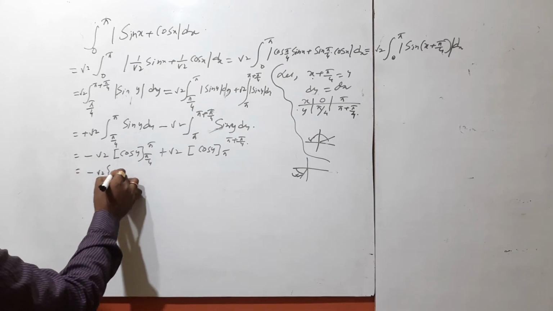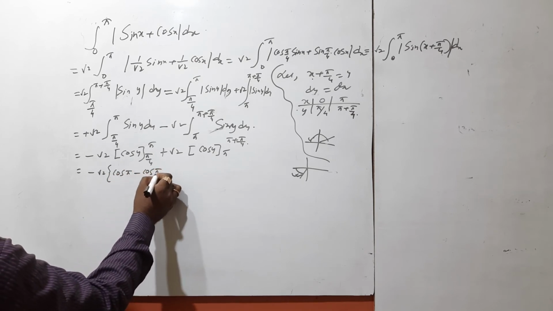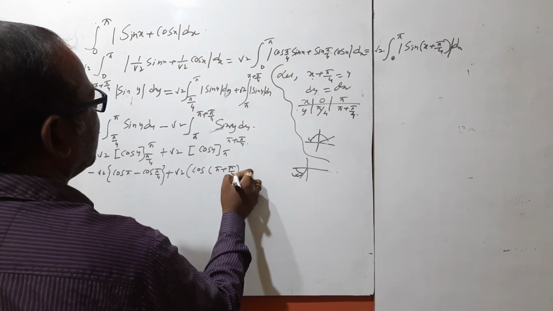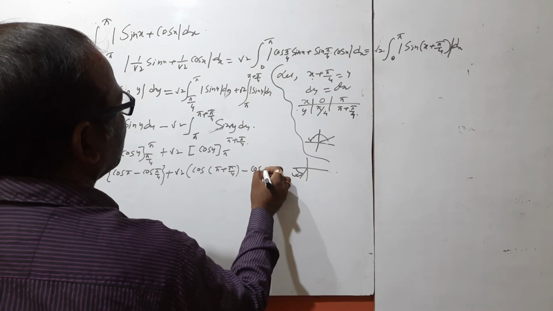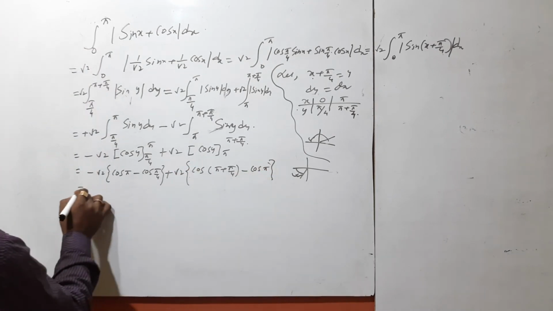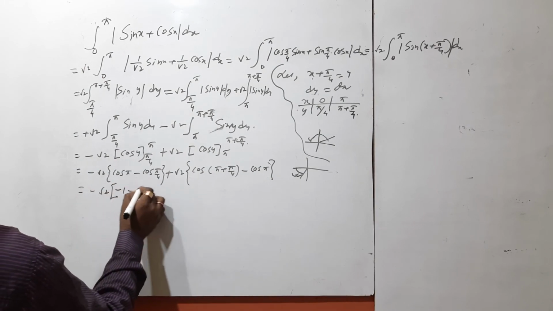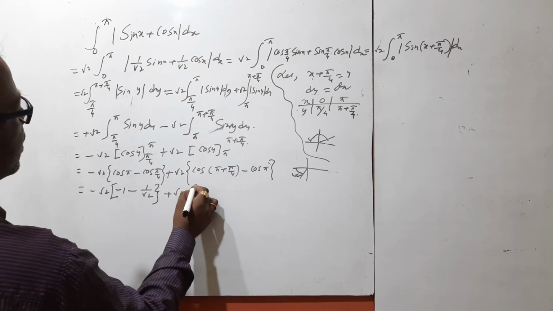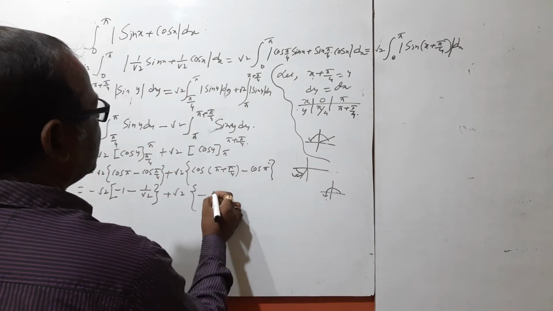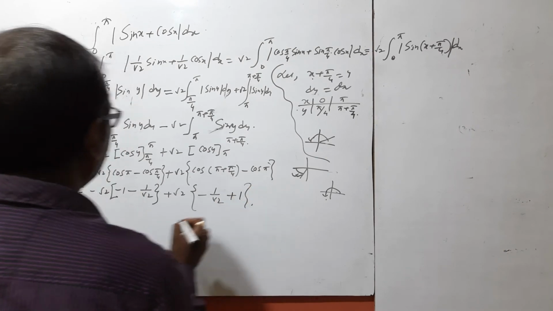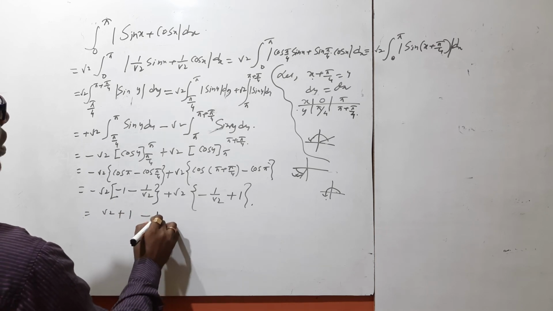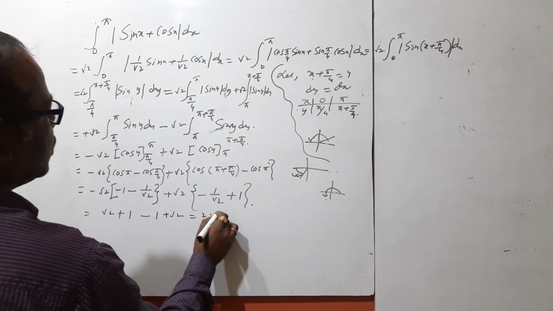So cos pi minus cos pi by 4, root 2, cos of pi plus pi by 4 minus cos pi, second bracket. So minus root 2 times minus 1, cos pi by 4 is 1 by root 2, okay, this is root 2, and cos of pi plus pi by 4 is minus 1 by root 2, and cos pi is minus 1, okay, multiply by this, root 2 plus 1 minus 1, so plus root 2. So this is 2 root 2, your answer.